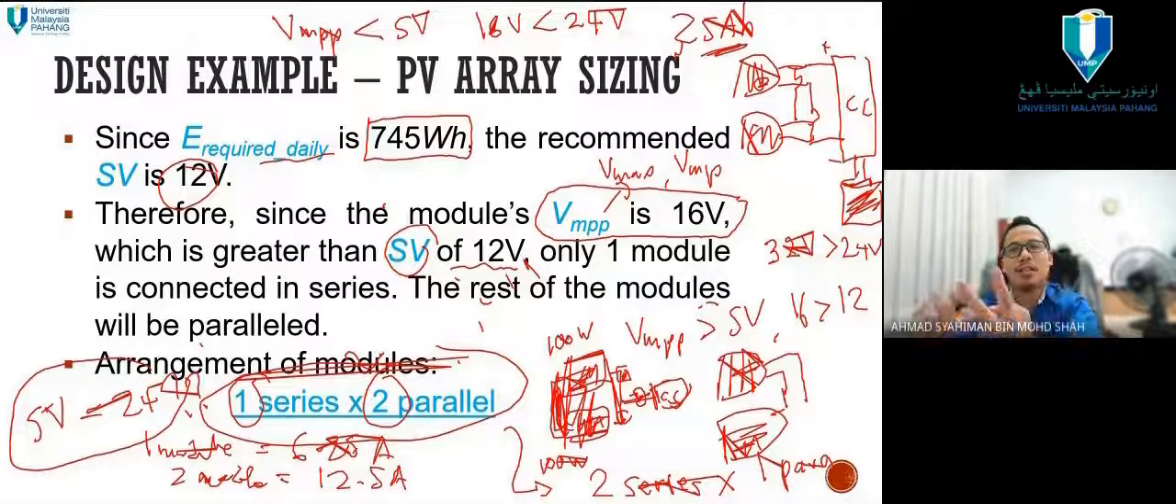So we connect in series, because our panel voltage is not enough to charge the battery. It must be greater than the system voltage. Panel voltage must be greater than the system voltage. Only then can the battery be charged. So it means the connection is valid. Here it changes to 2 series times 1 parallel.